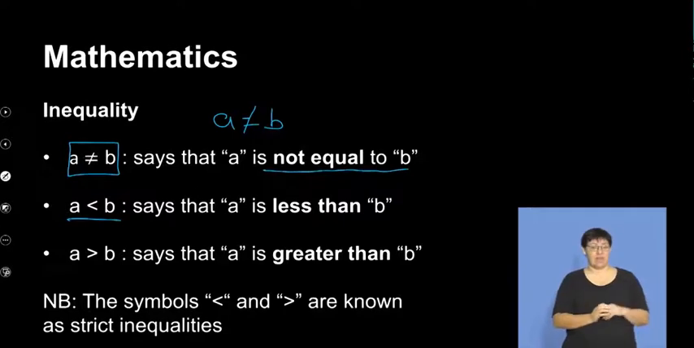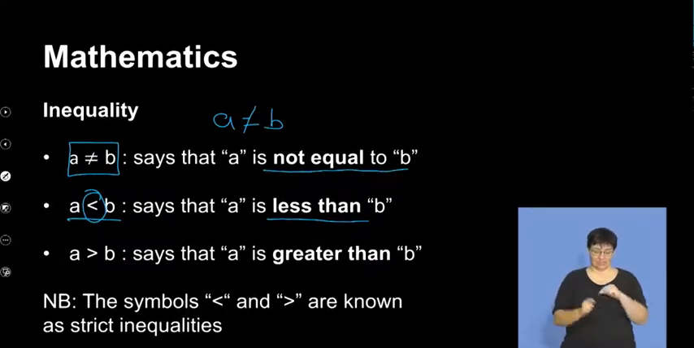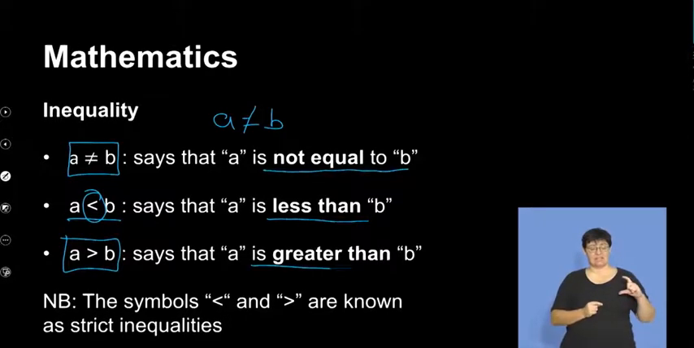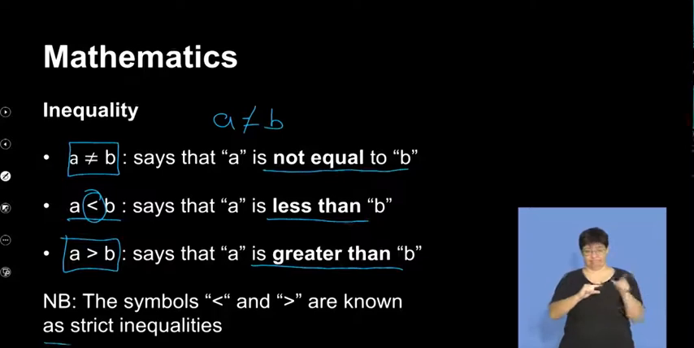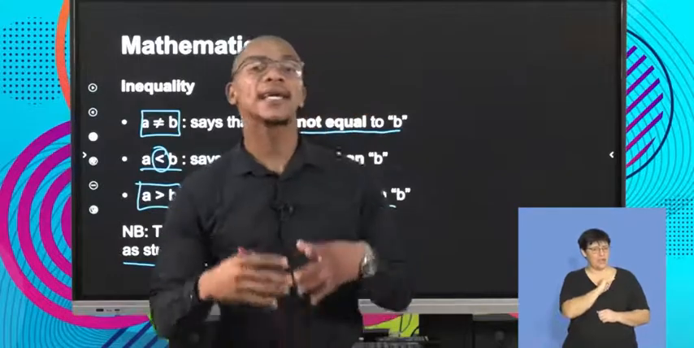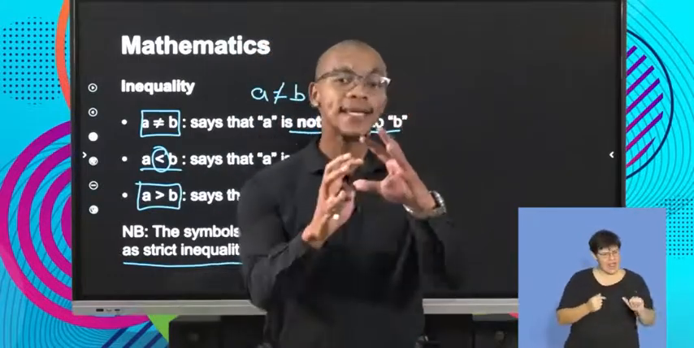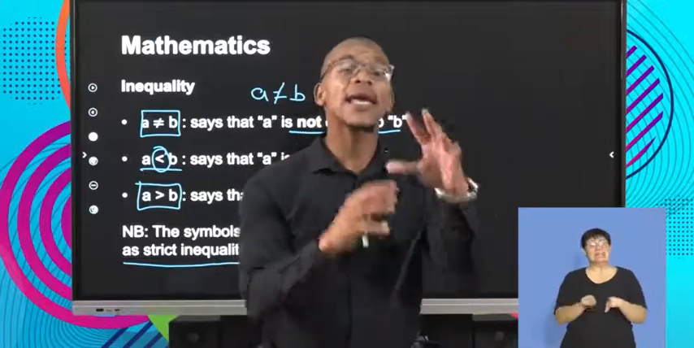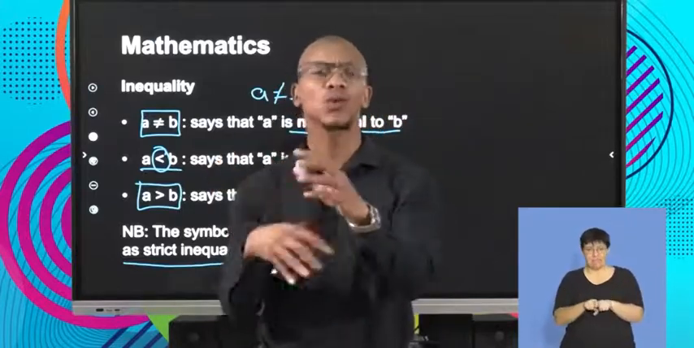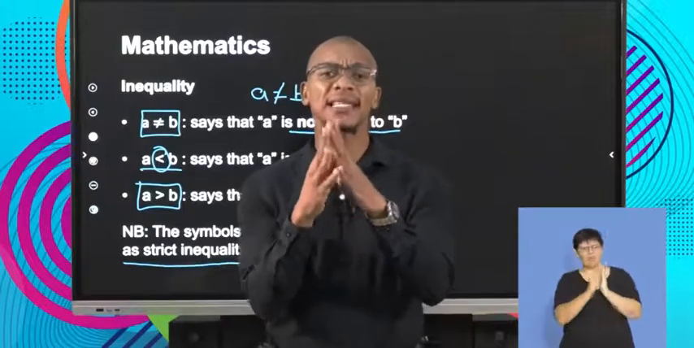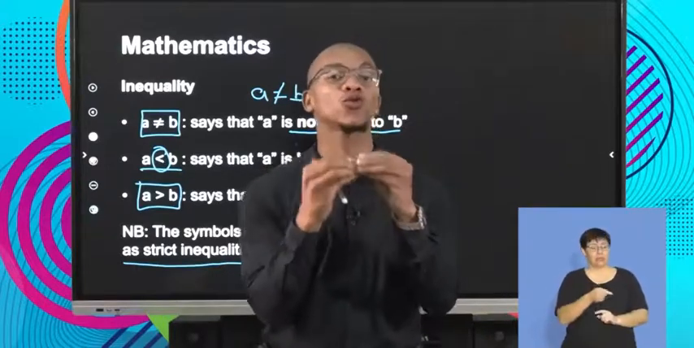Then for A less than B, this symbol that I have in between these two letters says that A is less than B. And the one that I have here facing the other direction says that A is greater than B. These two symbols are known as our strict inequalities. Why am I saying they are strict inequalities? Because at times it might be that A is greater than B, but also A is equal to B. So we look at how we then write that as a symbol. That's what I'm saying: these are only the strict inequalities.